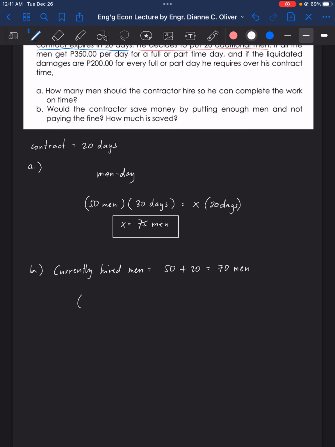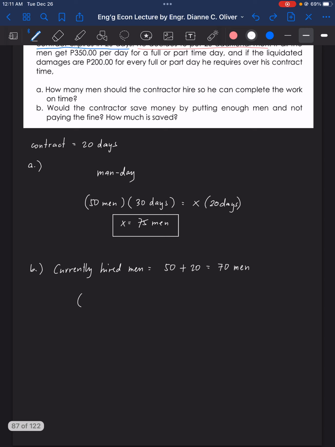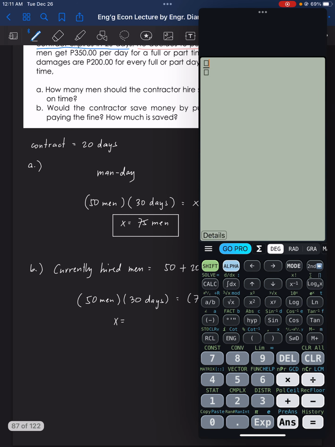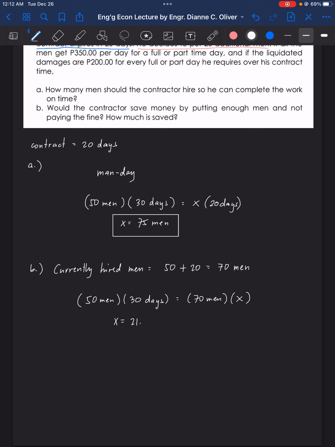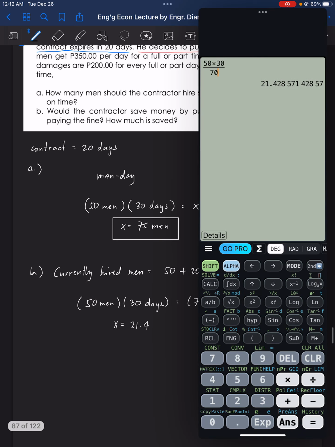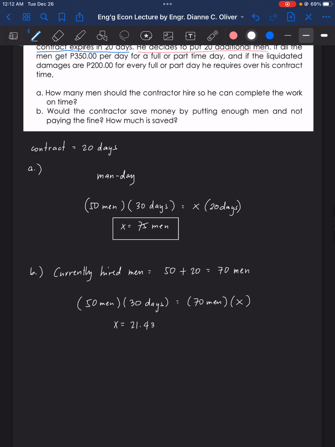Let's see how many days they will finish using 70 men. So we will use the basis: 50 men in 30 days. And then we have 70 men here. And the question is how many days will they finish? So 50 times 30 divided by 70, that is 21.43. So that's already an excess.